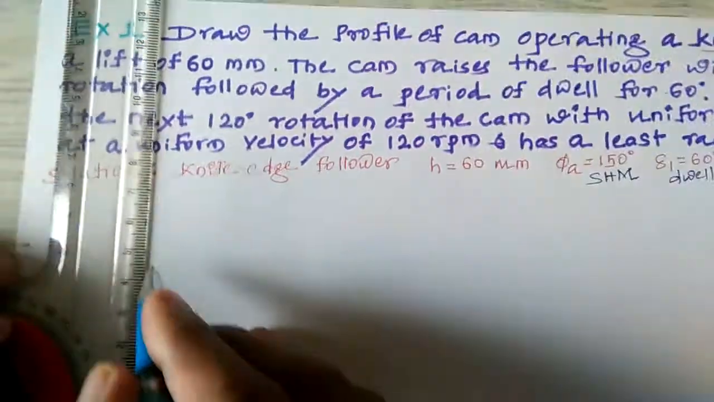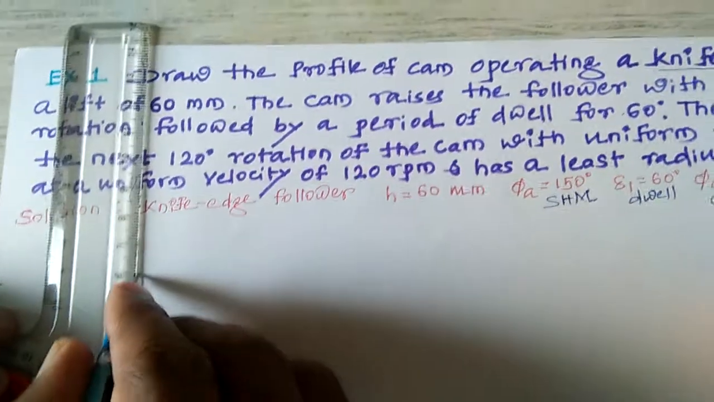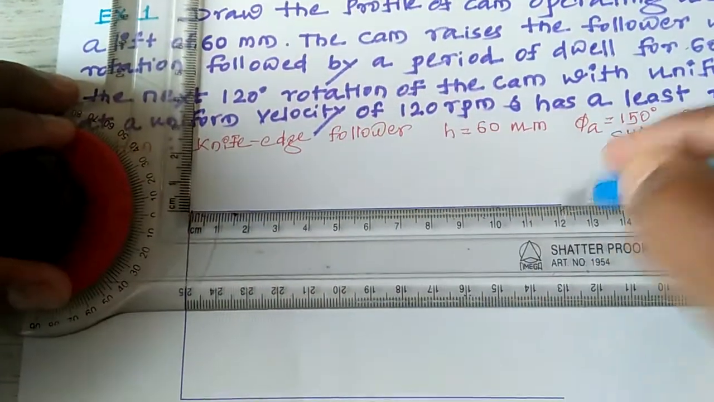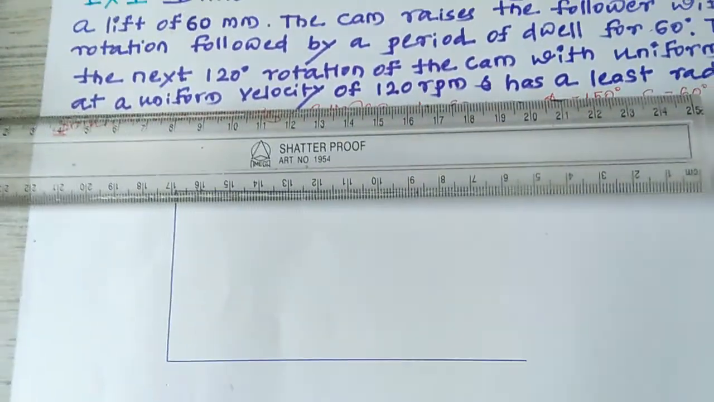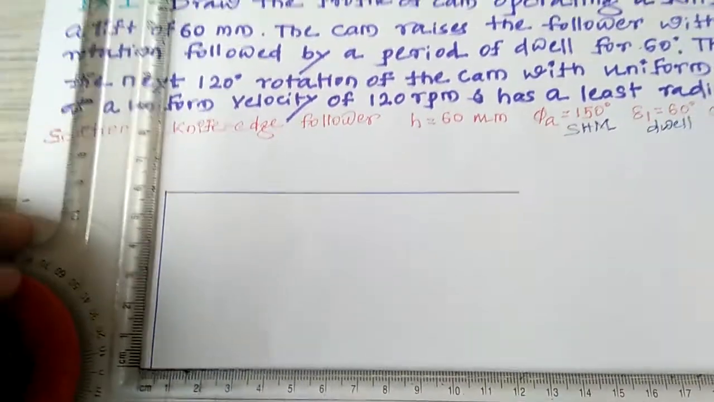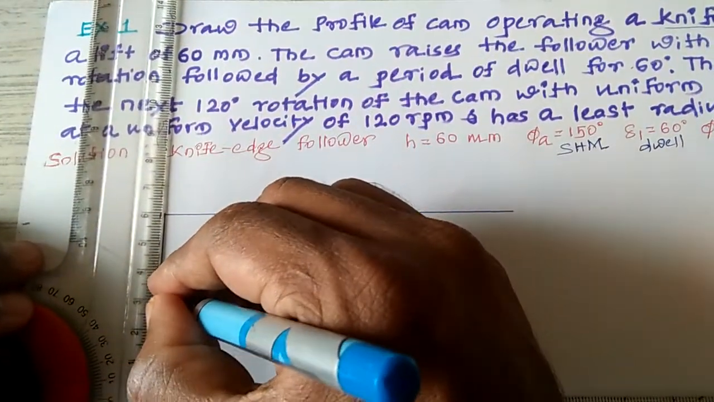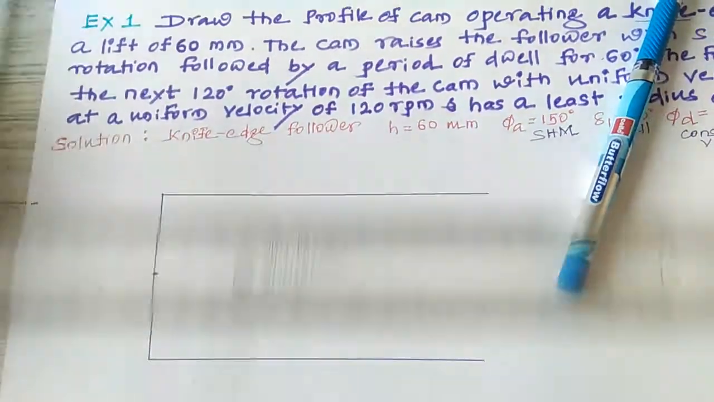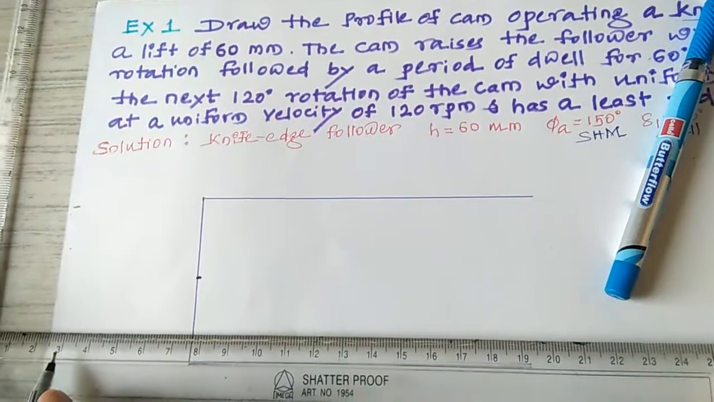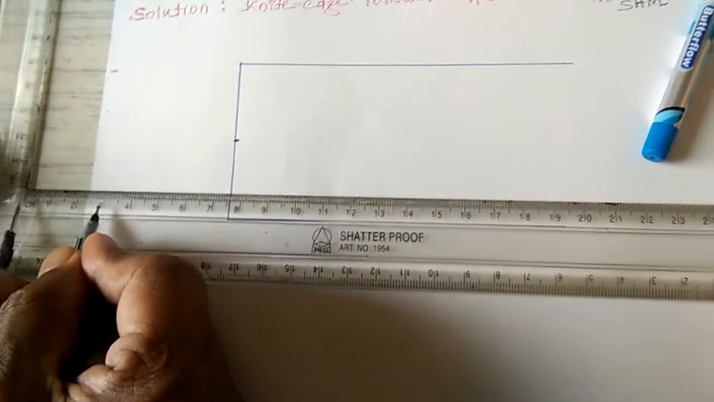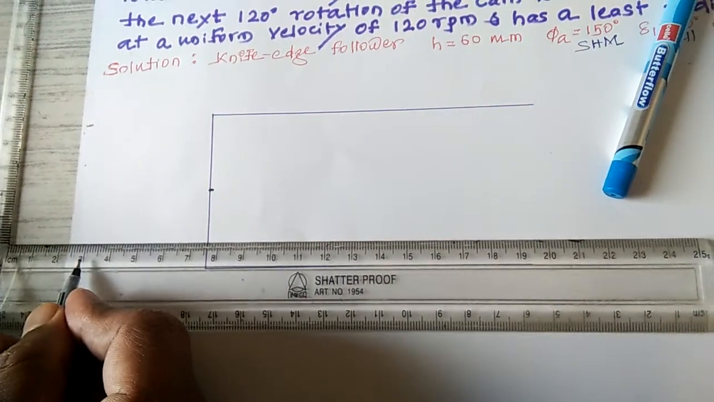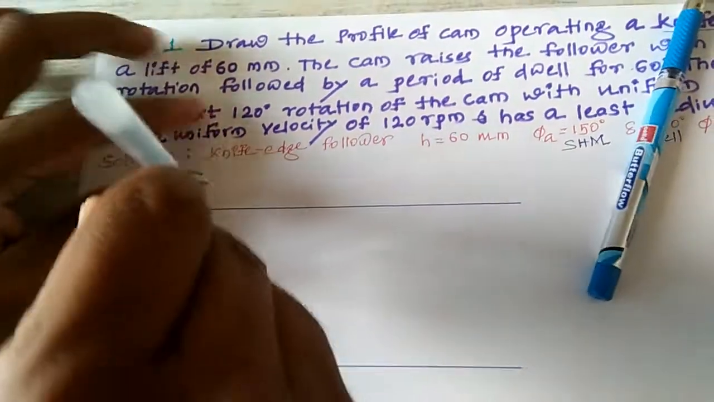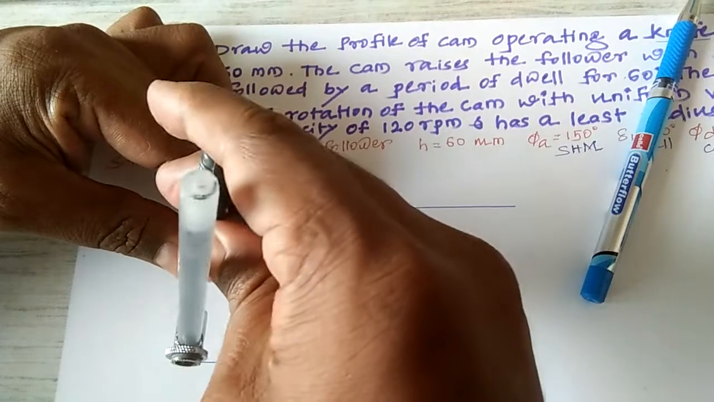The lift of the follower is 6 centimeter, as given. I'll draw that one, 6 centimeter. Then you have to take a compass for the SHM. You take a radius of 3 centimeter and draw a semicircle with radius equal to 3 centimeter, because the lift of the follower is given as 60 mm, and half of that comes as 3 centimeter. You draw that semicircle properly.